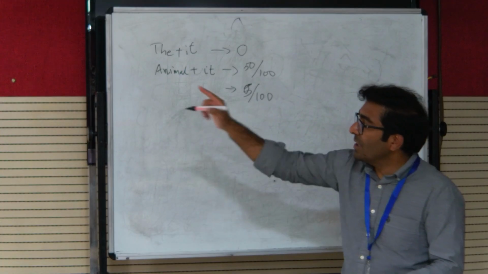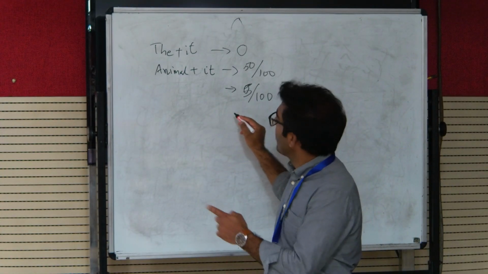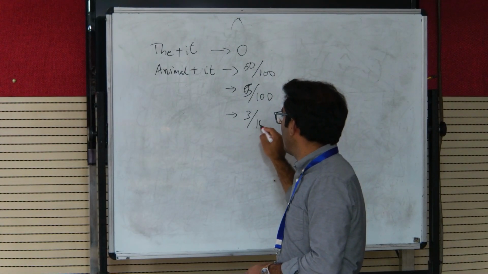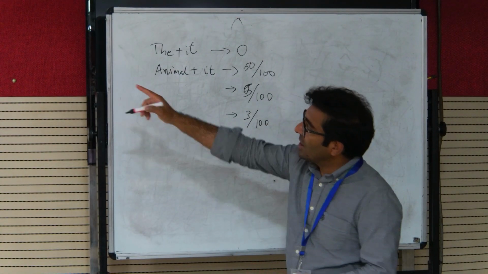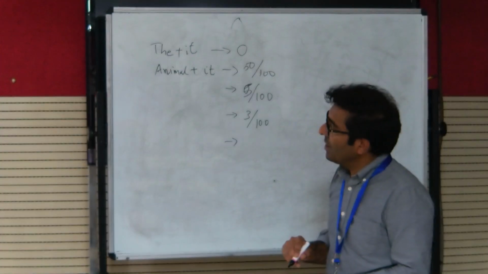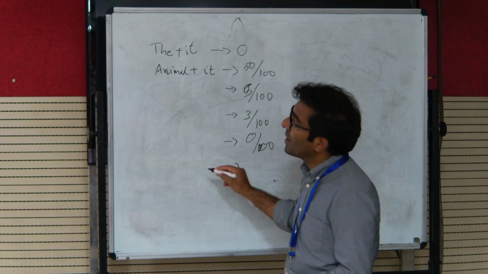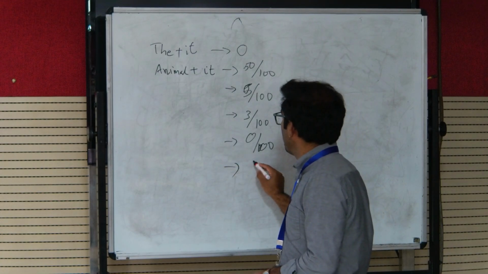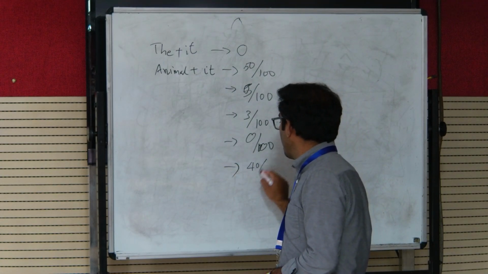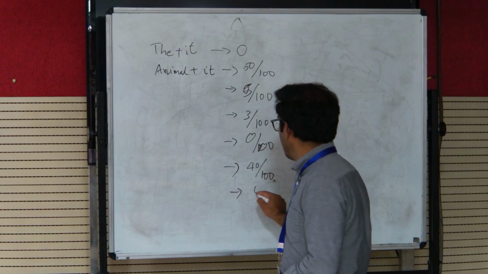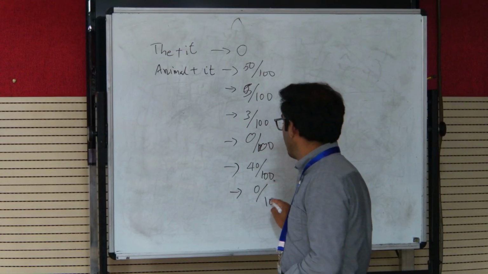Yeah? And then the next one is "cross." That would be maybe 3 out of 100. And then in the other context, it would be "the." Again, it's 0 out of 100. And then the next one is "road." Again, this would be around 40 out of 100. And then "because" is again maybe 0 out of 100.